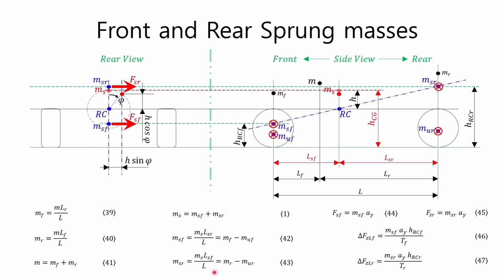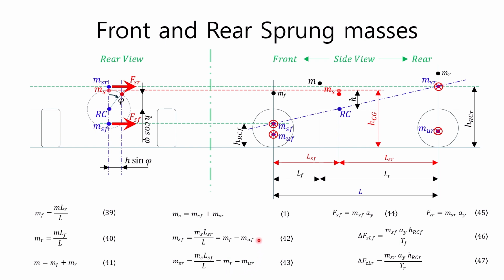As shown in the third equation of equations 42 and 43, the sprung mass acting on the front and rear wheels can be expressed as the total mass acting on the corresponding wheel minus the unsprung mass acting on the corresponding wheel. Therefore, the sprung mass MSF acting on the front wheel is the total mass MF acting on the front wheel minus the front unsprung mass MUF, so it can be expressed as in equation 42, and the sprung mass MSR acting on the rear wheel is the total mass MR acting on the rear wheel minus the rear unsprung mass MUR, so it can be expressed as in equation 43.